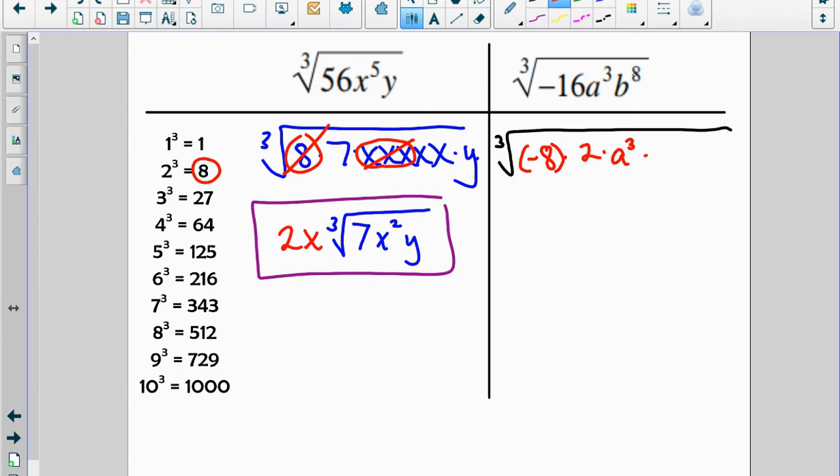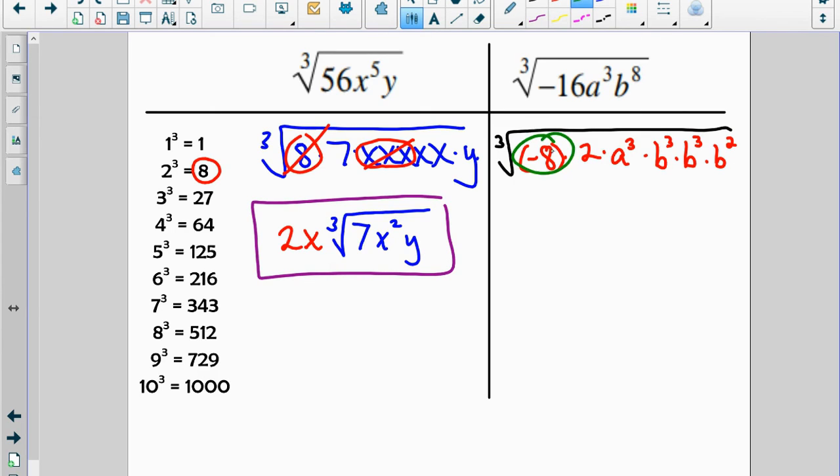And then for b to the 8th power, I'm going to split it up as b to the 3rd power times b to the 3rd power. So that would be like b times b times b times b times b times b. And then I would need 2 more. So I'm going to write it as b squared. So there's my b to the 8th power, just kind of broken up into 3 parts. All right, so perfect cubes.